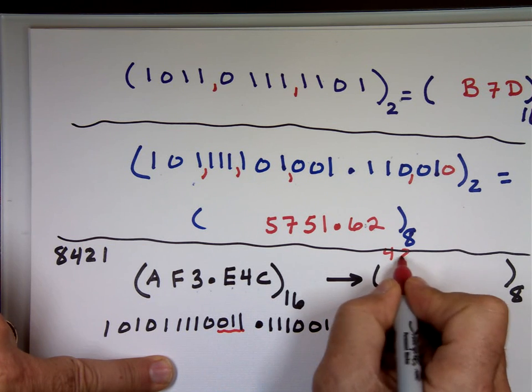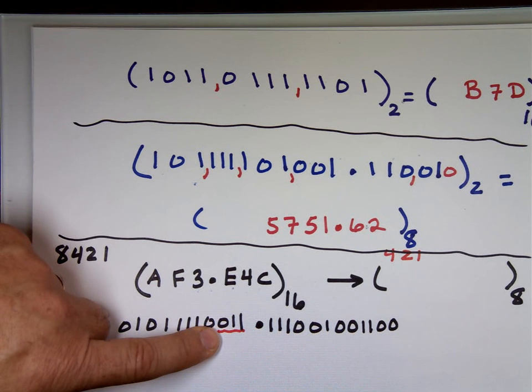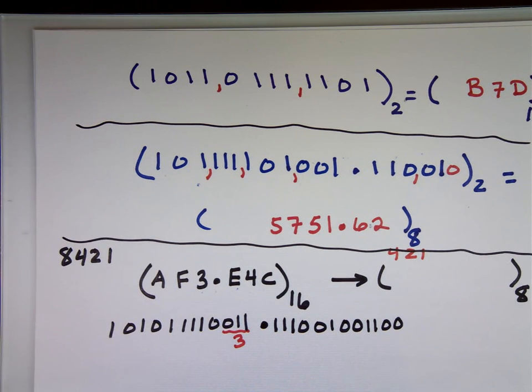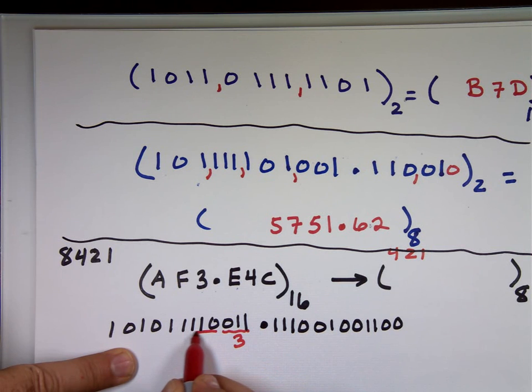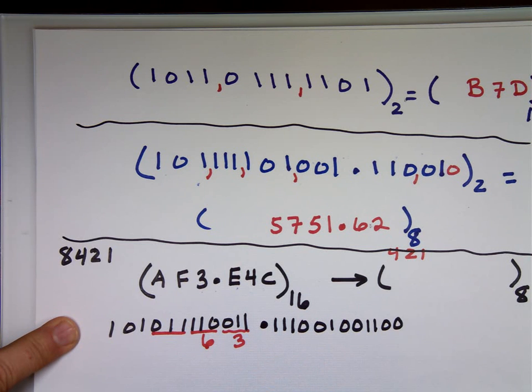So what do we have here? Is that a 3? What's the next one? 0, 1, 1. 5. Try again. 1, 2, 4. No, 6. Try the next one. 1, 1, 0. 3. Try the next one. 1, 0, 1. Yeah, 5.